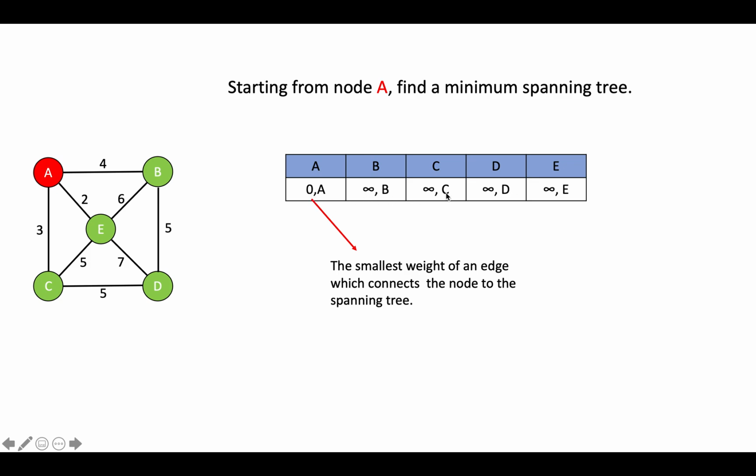And for nodes B, C, D, and E, because currently they are not part of our minimum spanning tree, the connecting edge is of length infinity. So initially they have infinity weight.